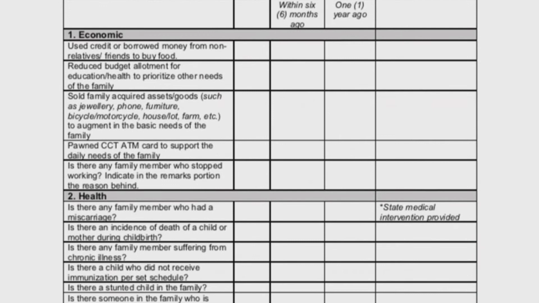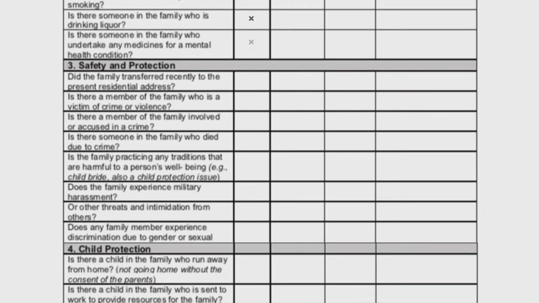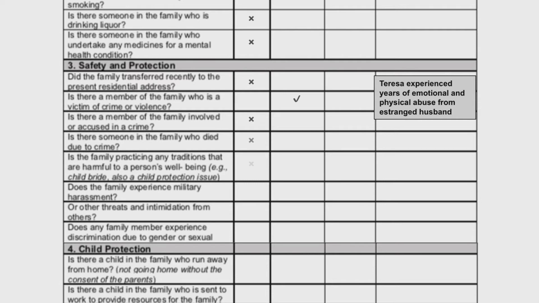Among the items listed under economic, we were able to know that Marga was recently hospitalized after giving birth and was prescribed with medicines to recover. But they could not afford the medical expenses. After giving birth, Marga had hypokalemia. On the other hand, Dina and Mika were underweight. We found out that Aling Tere suffered years of abuse from her estranged husband.